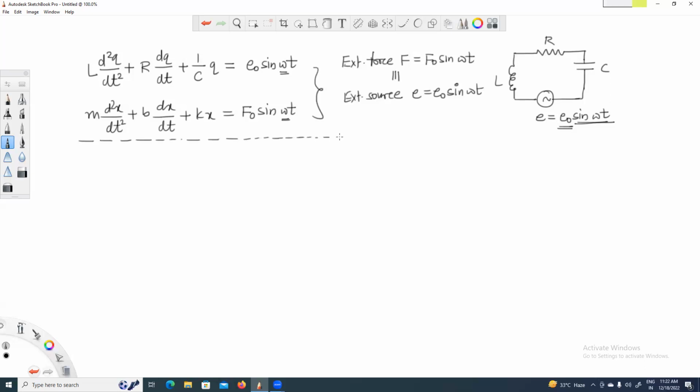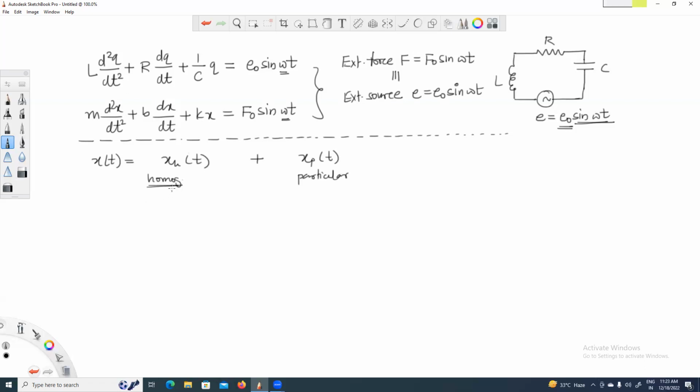And we have seen the solution methodology in the last lecture. The solution will be comprising of two parts. So if I write this, the solution x of t will be comprising of xh of t plus xp of t. So this is the homogeneous part, and this is the particular solution. This homogeneous part depends on the initial conditions for which you'll be solving this differential equation.